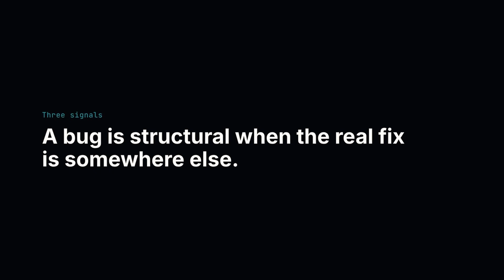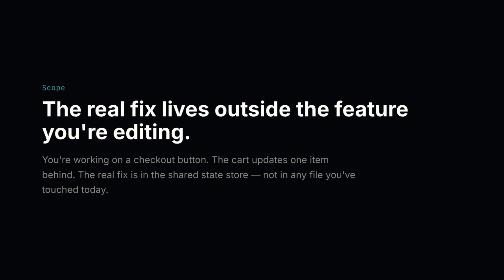So, here are the 3 signals that a bug is structural and the real fix lives somewhere else. First, the scope. The real fix lives outside the feature you're editing. You're working on a checkout button. The cart shows 1 item behind. The button isn't wrong. The shared state store is. The fix is in a file you weren't planning to open today. And no amount of work on that button is going to make the cart correct.